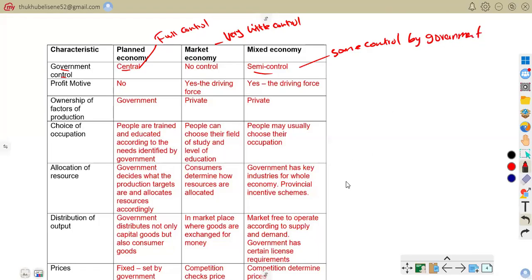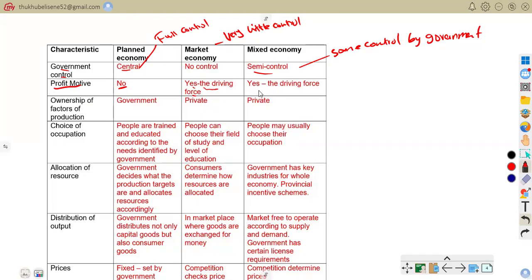So that is that. Now let us come to profit motive. Under government, there is no profit. We know a government is not profit orientated, so profit is not important. But when it comes to market economy, it is the driving force. Profit is the main goal when it comes to market economy.